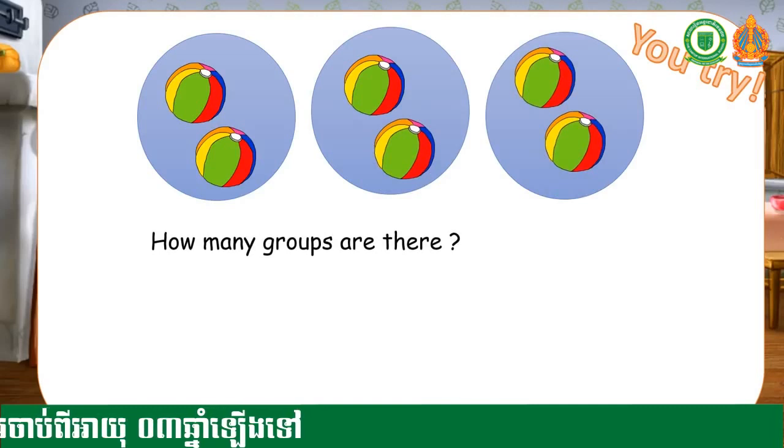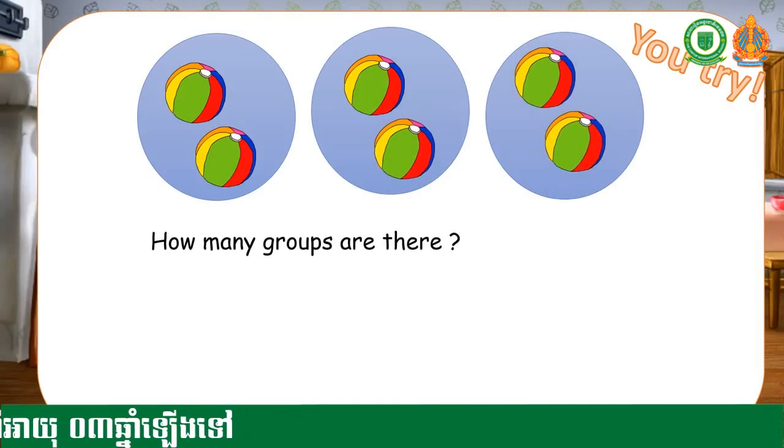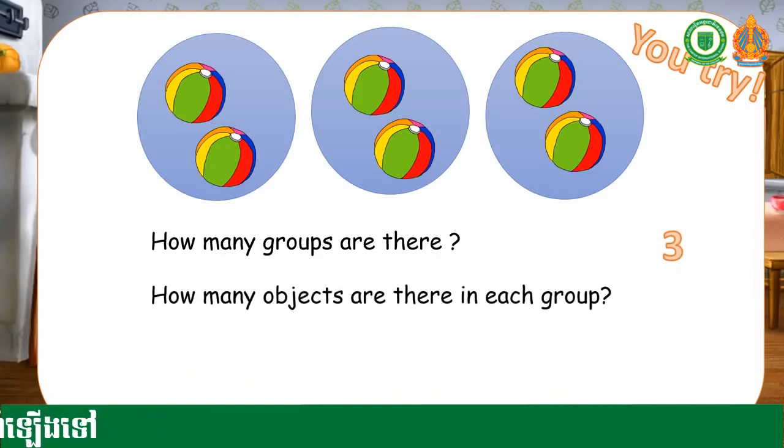How many groups are there? How many objects are there in each group?